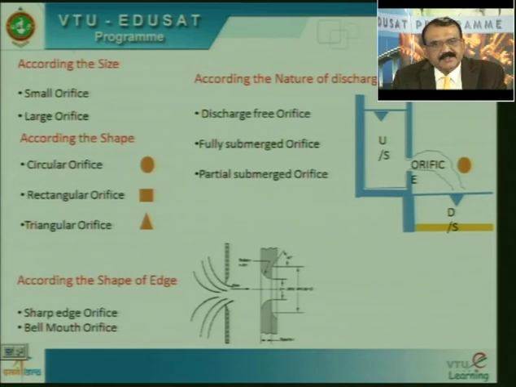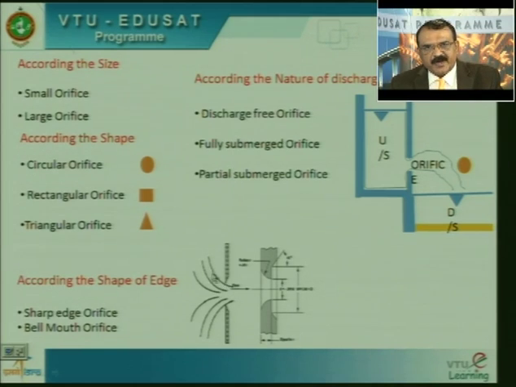Then, the next classification is based on the edge. What is this edge? I will come to this. Based on the edge, we have a sharp edge orifice and a bell mouth orifice. Kindly concentrate on the figures I gave here. If you look at this figure, this is the upstream edge, if you consider the thickness of the tank. Now, it is a very sharp edge.